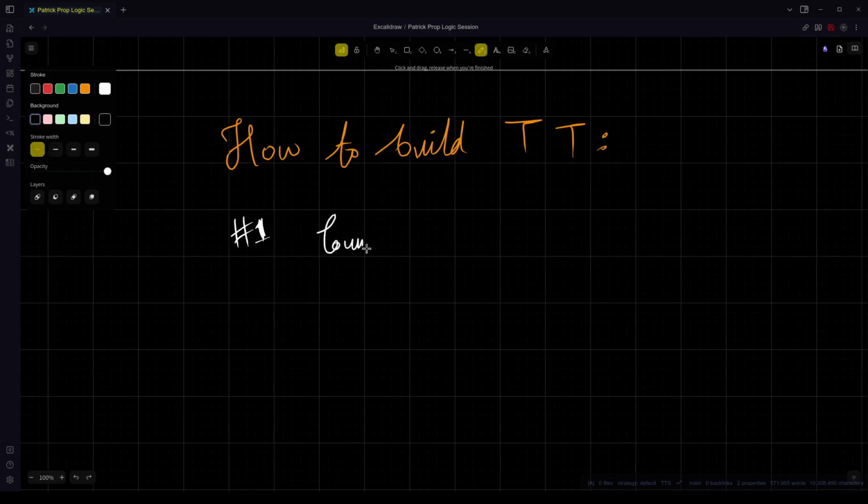Okay, the first step is count the number of unique propositional variables. There is some music in my background. I'm not sure if it's going to be captured by the mic, but okay, whatever. So yeah, the first step is you count the number of unique propositional variables.